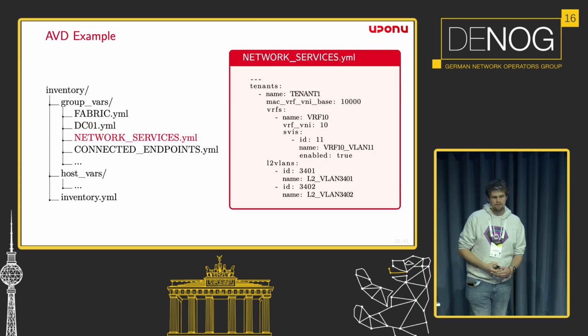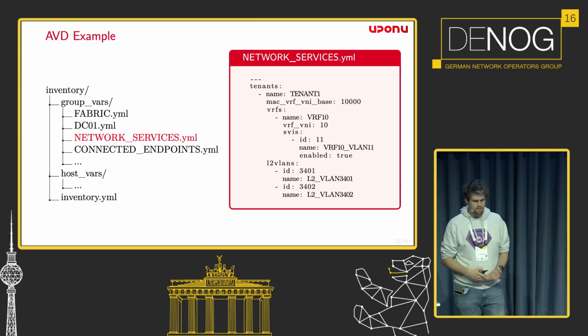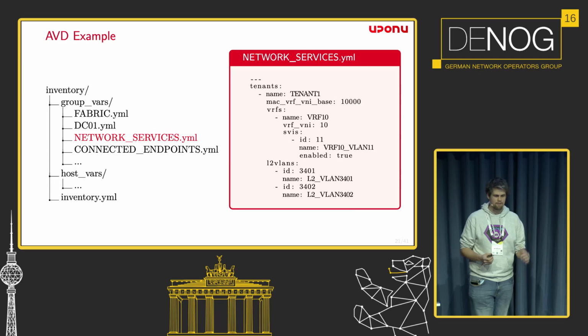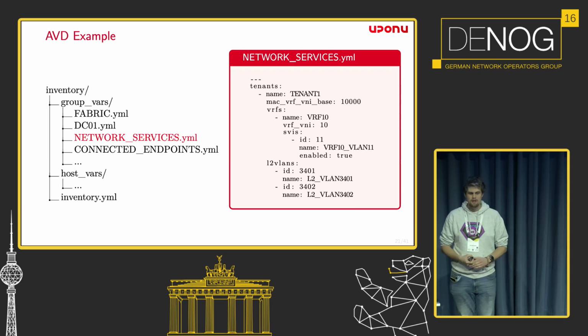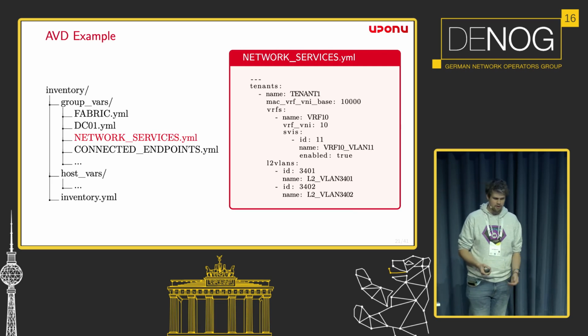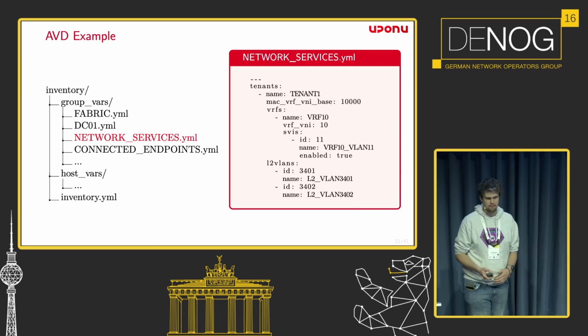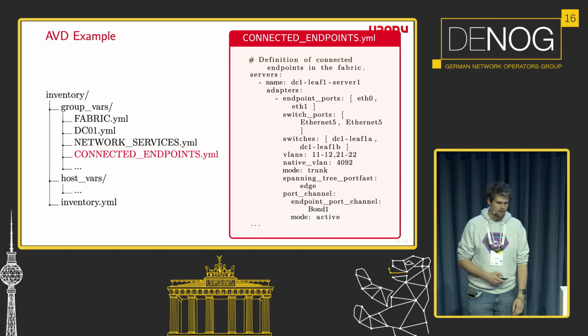On this, we define network services for tenants. This is an example tenant which has one VRF, virtual network identifier, some switch virtual interfaces, some VLANs, and you can define multiple tenants in there, and then it's converted.